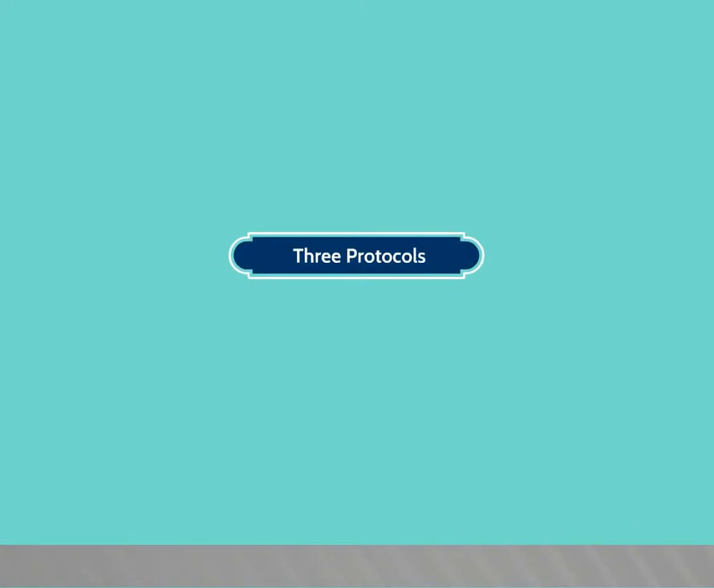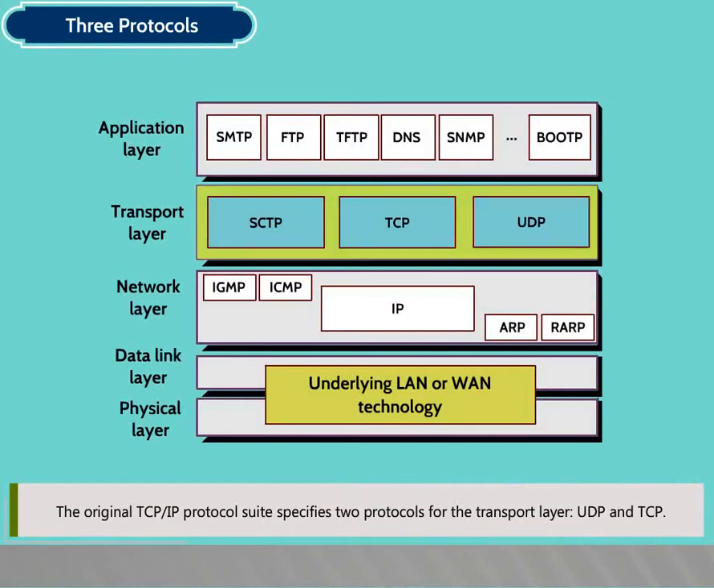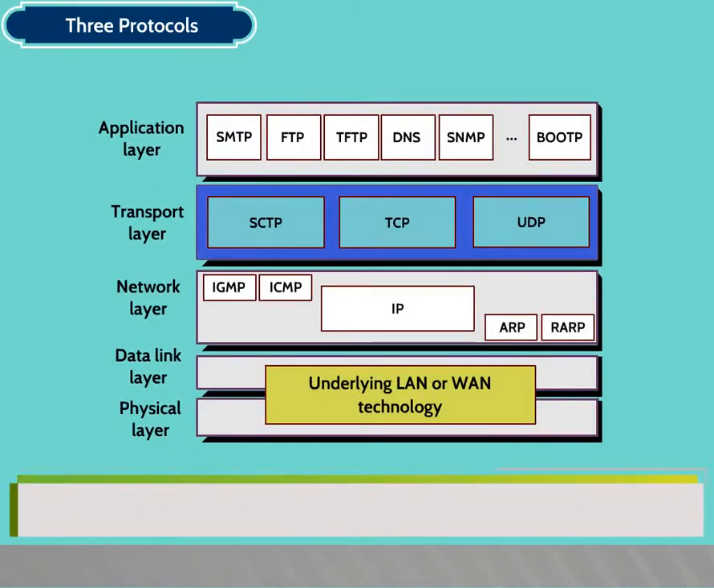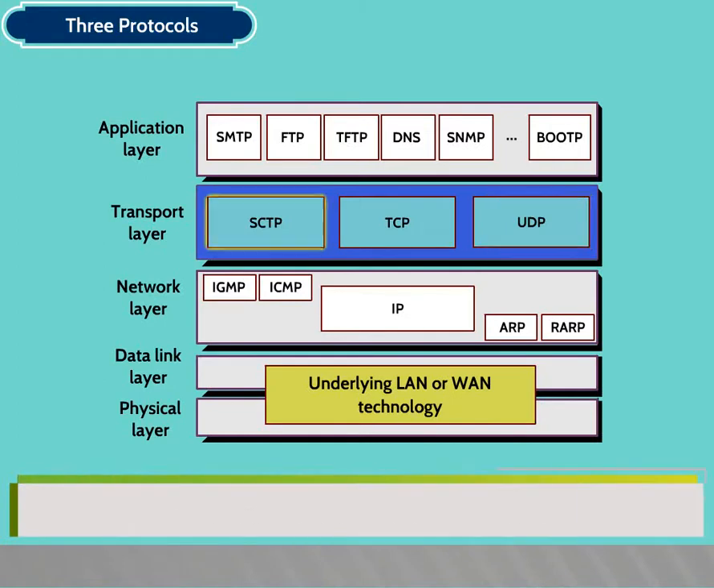Three protocols. The original TCP/IP protocol suite specifies two protocols for the transport layer, UDP and TCP. We first focus on UDP, the simpler of the two, before discussing TCP. A new transport layer protocol, SCTP, has been designed.